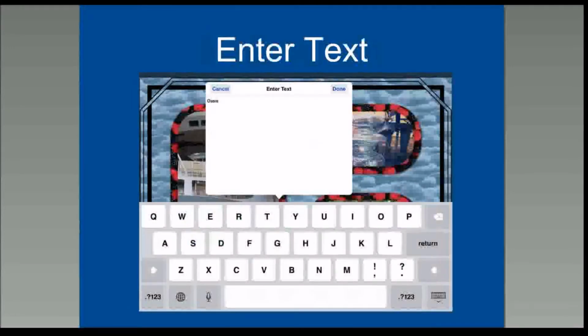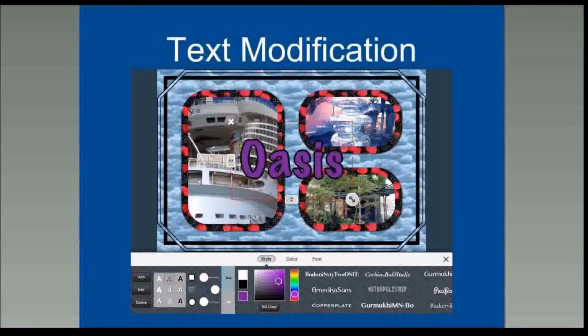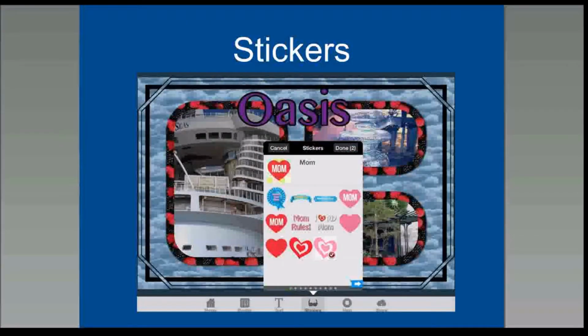And the next icon on the bottom says text. So this is adding text to the whole collage. So you type your text in, you get your keyboard, and now you can make changes to the text. You can change the style, the color, the font, etc., and move it around where you want it on your collage. So here is how it looks a little bit prettier this way.